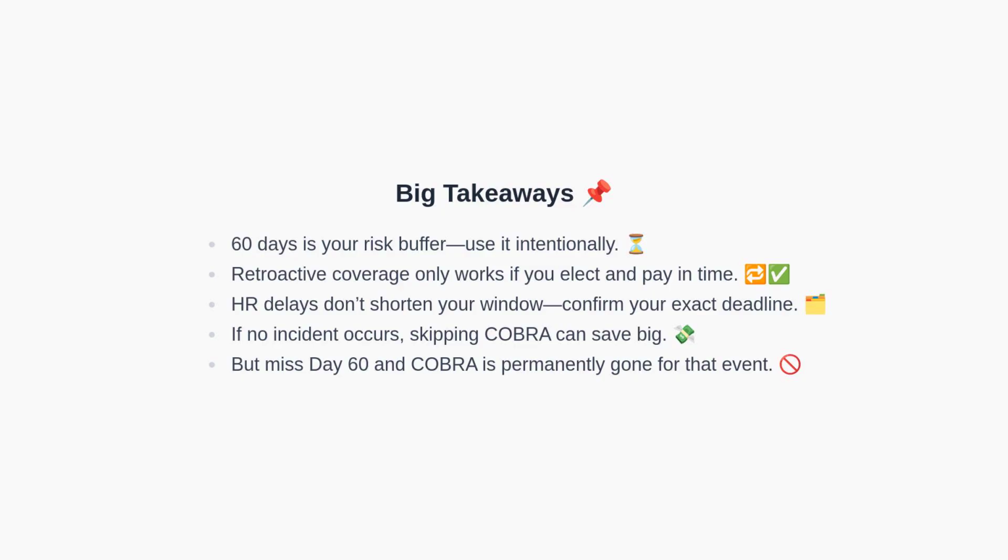Here are the most important points. First, the 60-day period acts as a risk buffer. Second, retroactive coverage only applies if you elect and pay within the deadline. Third, HR delays do not shorten your window, but you must confirm the precise deadline on your notice. Fourth, if no incident occurs during the window, skipping COBRA can save substantial amounts. Finally, missing day 60 means COBRA is no longer available for that qualifying event.